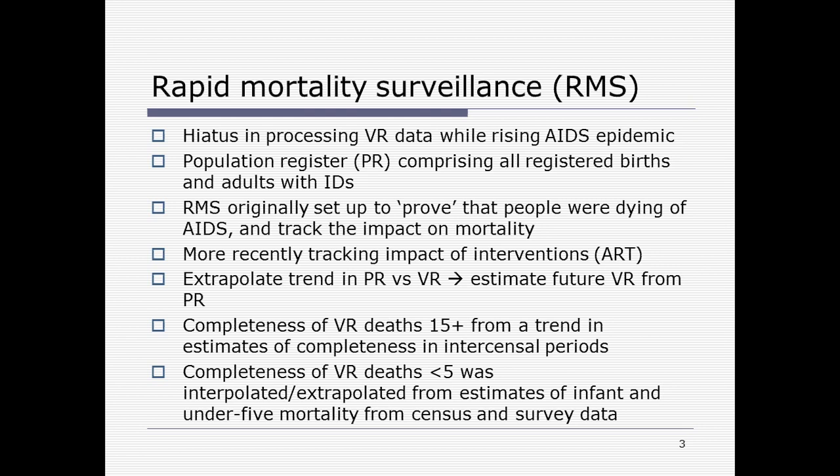Separately, we are estimating the vital registration data, the completeness of deaths 15 and above, using intercensal periods, putting a trend to the completeness over time. And for the under 5, we bodged together some estimate of the completeness of death based on the whole host of estimates of under 5 and infant mortality that we've got, on the assumption that completeness, by and large, is monotonically increasing unless there's a specific reason and a particular time for it not to do so.